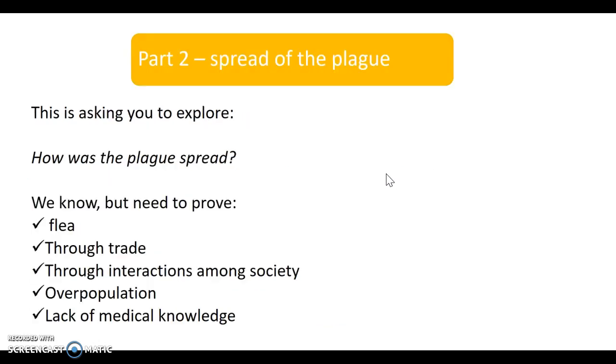Part 2 then is an easier one. We know the plague was spread. We know that there were the fleas, there was increased trade, there was the connection of those worlds through trade, which meant that there were more interactions between your peasants and your merchants. We know that there was overpopulation, and that led to poor hygiene, and we know they had a lack of medical knowledge. But none of these at this stage link really clearly to the feudal structure.